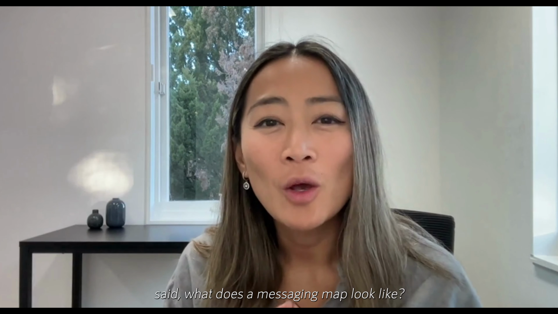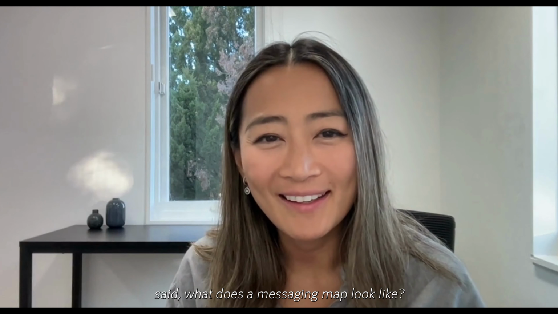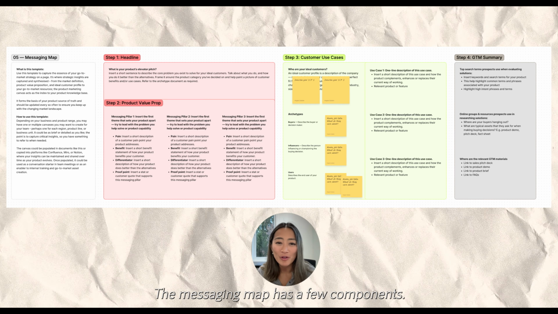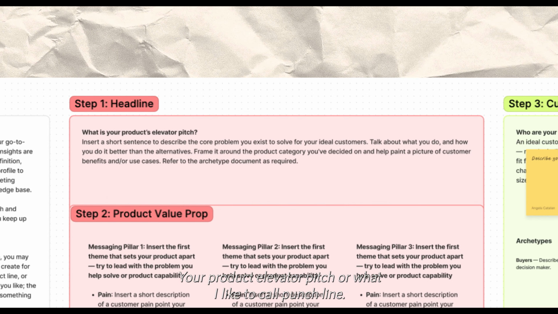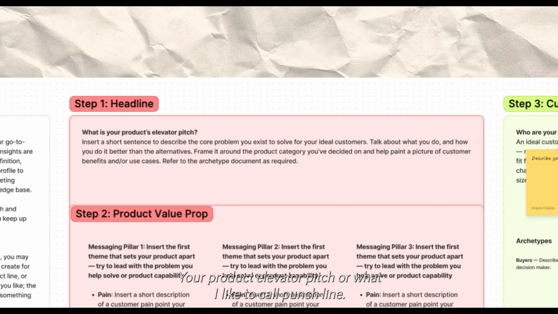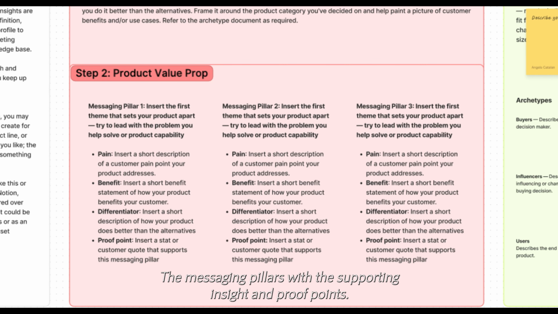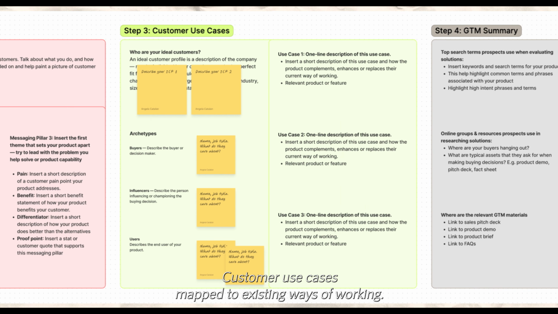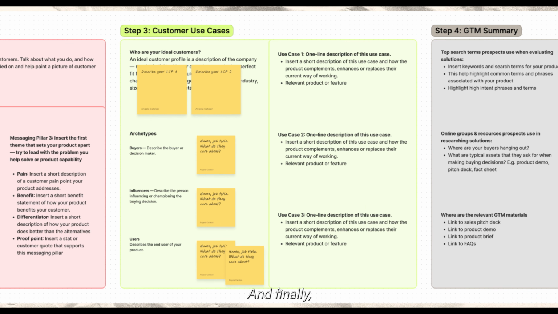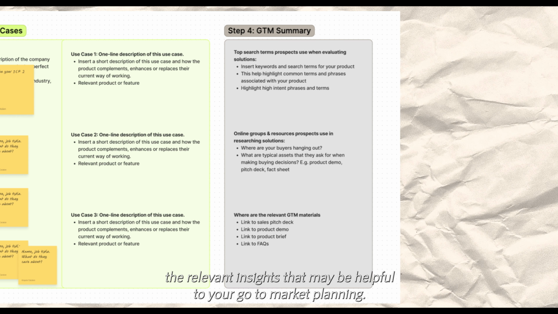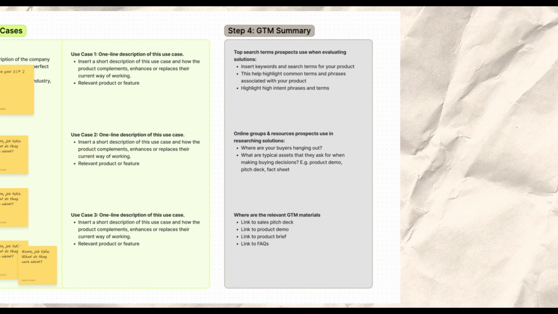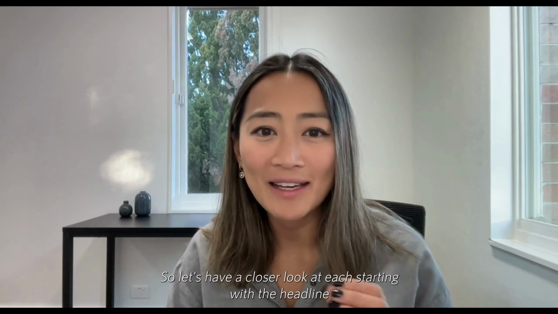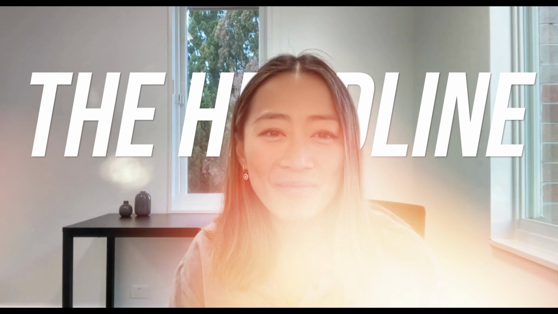With that said, what does a messaging map look like? The messaging map has a few components. Your product elevator pitch, or what I like to call punchline, the messaging pillars with the supporting insights and proof points, customer use cases mapped to the existing ways of working, and finally, the relevant insights that may be helpful to your go-to-market planning. So let's have a closer look at each, starting with the headline.